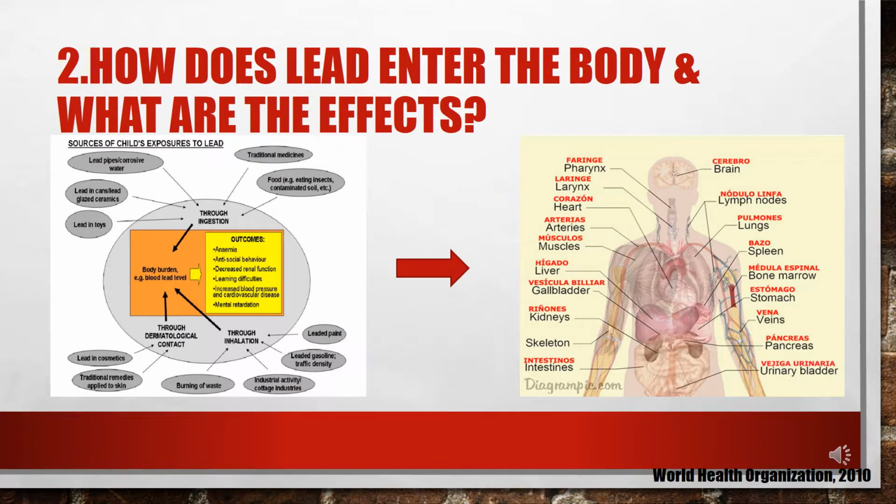Lead can get into the body through many pathways and sources, as we know. The graph to the left shows that lead can enter the body through ingestion, skin contact, and inhalation by using the various products as mentioned before. This causes blood lead levels to rise, which is problematic.